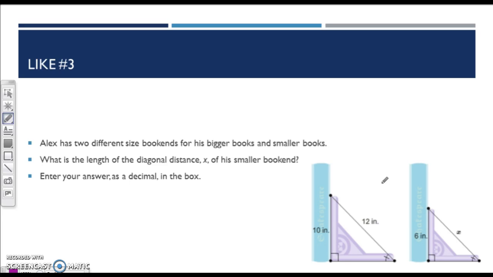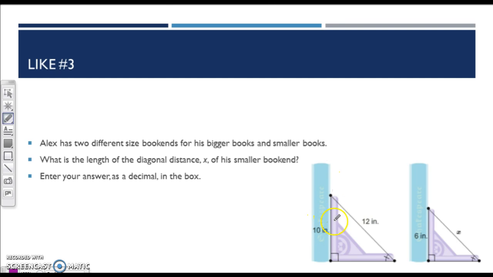What is the length of the diagonal distance x of his smaller bookend? Enter your answer as a decimal in the box. All right, so I can see that these two are right triangles, and they have told me that these are similar. And so what I need to do is just set up a proportion.